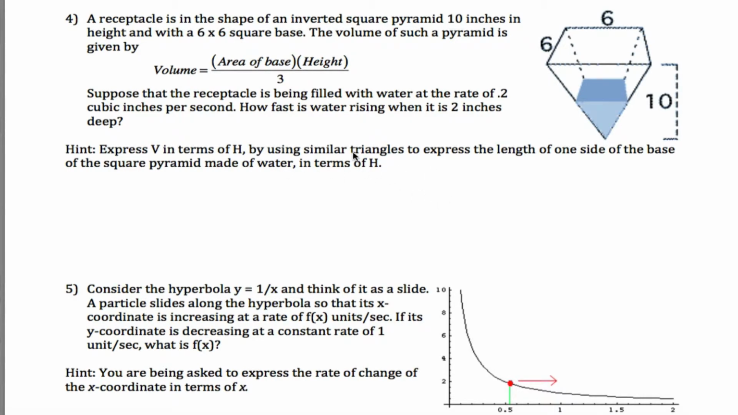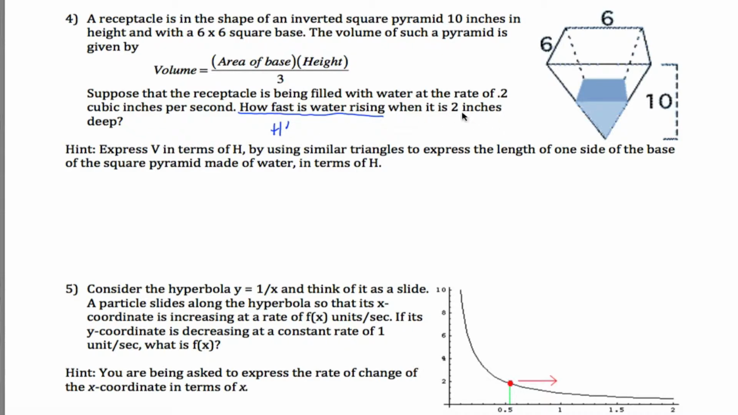The related rates worksheet. In this first problem, we have a receptacle in the shape of an inverted pyramid. You've got this picture right here. The height is 10 and the length of the base is 6, square base. What we're trying to figure out is how fast the water is rising. In other words, find h prime.